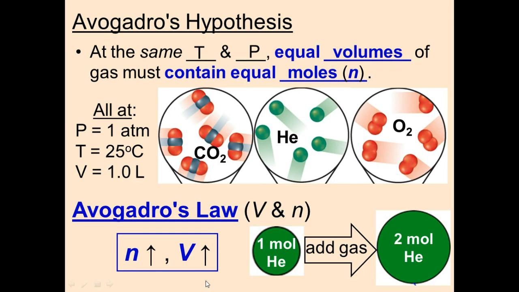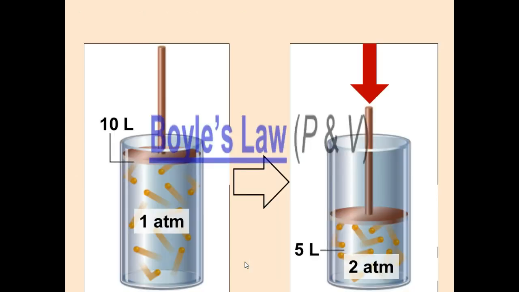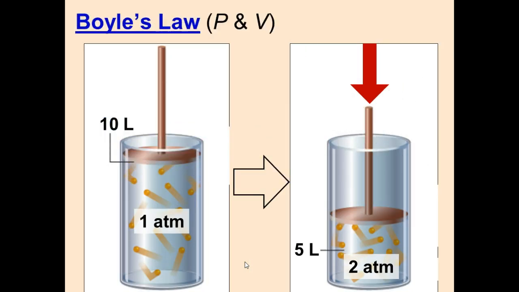This is very common for all the trends except one of them, which we'll talk about. So Avogadro's is with number of moles and volume. But don't be too caught up with the name of the scientist. All you have to know is how the trend works. If we increase the number of moles, does volume increase or decrease? You just have to know that. You don't have to know who made it up.